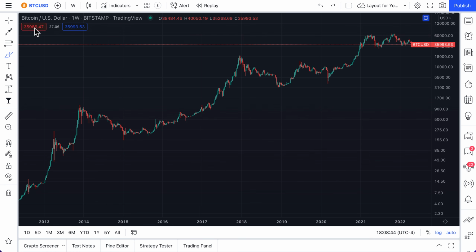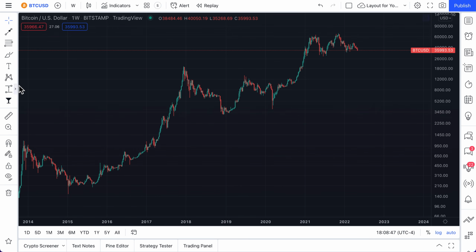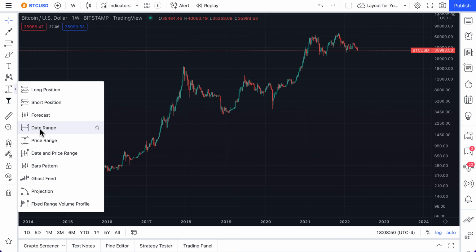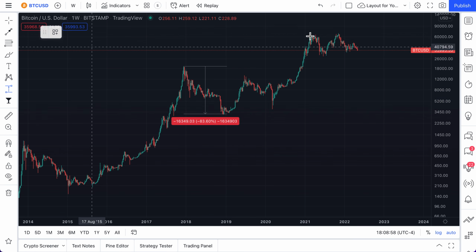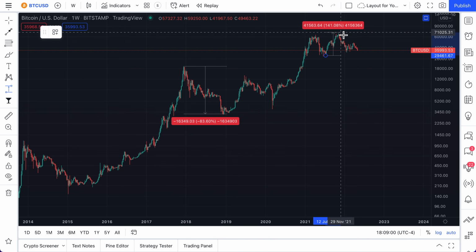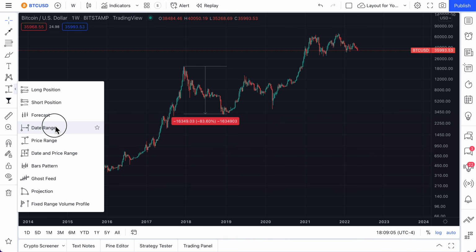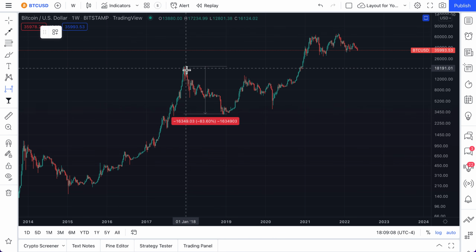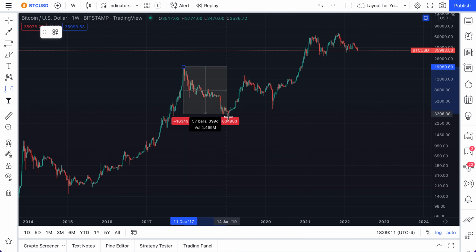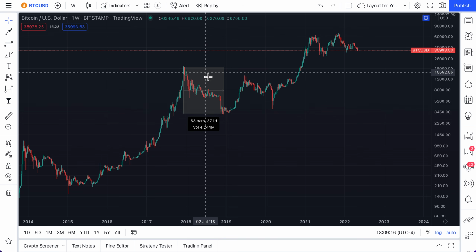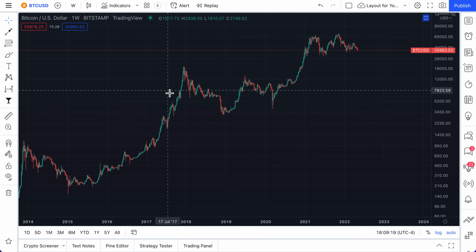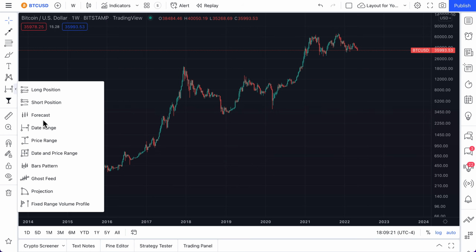Before we head out of here and move on, there is one more component here, and that is the date range and the date and price range. So of course you can measure drawdowns with their percentage downward move. And remember, you can also measure its upward move as well. Keep that in mind. But now you can also measure the date. How long and how fast did it happen? So we can use the date range tool to see 371 days. So now we're measuring price and time extremely effectively and efficiently just by using these two tools.